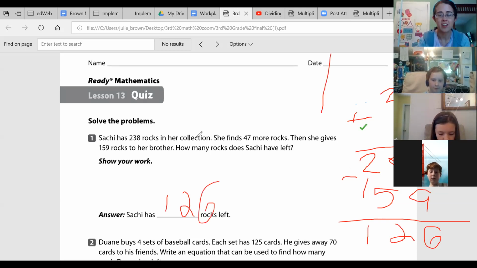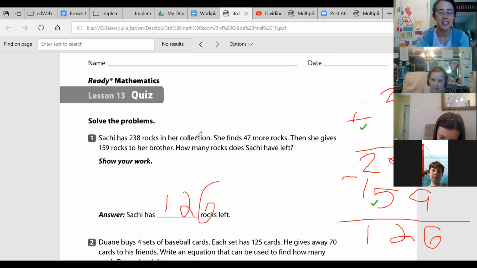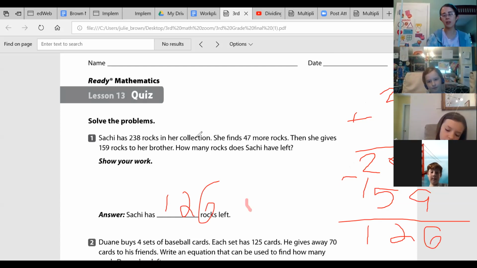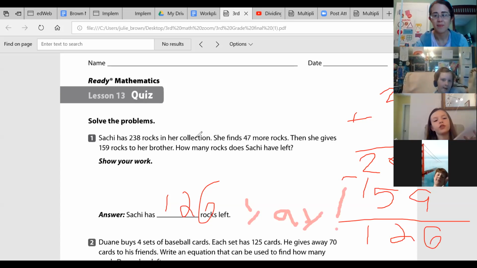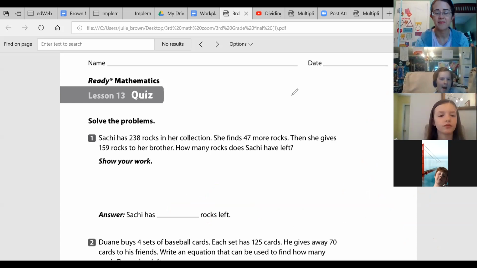Okay, so Sachi has 126 rocks left. Did everyone get 126? I did, yeah. I did too. And you too, Hadley? I haven't done my problem yet. I'm working on it right now. Oh, okay. So just let us know when you copy down your work and we'll go on to the next one. Okay, 126, yeah. Perfect.